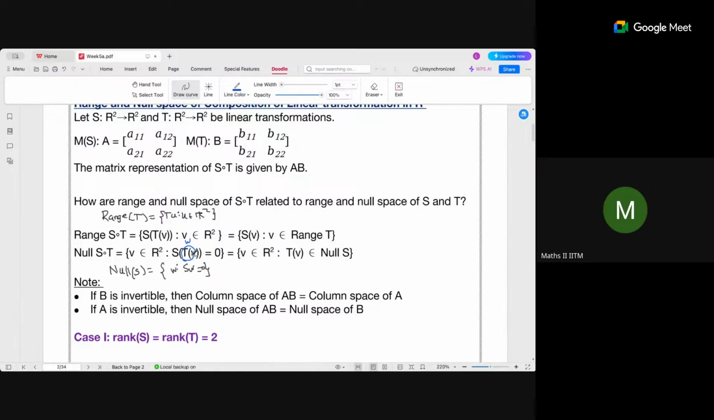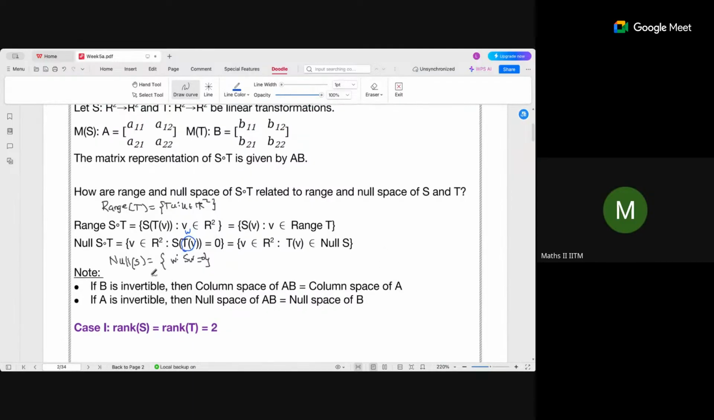Okay, the set of all V in R2 where we are considering the TVs which are in the null space of S. Do you understand why I am able to rewrite S of TV equal to 0 as TV in null of S? Is that clear? The important thing here is that although S of W is equal to 0, W itself may not be equal to 0. Correct? Although S of W equals 0, W itself need not be 0.